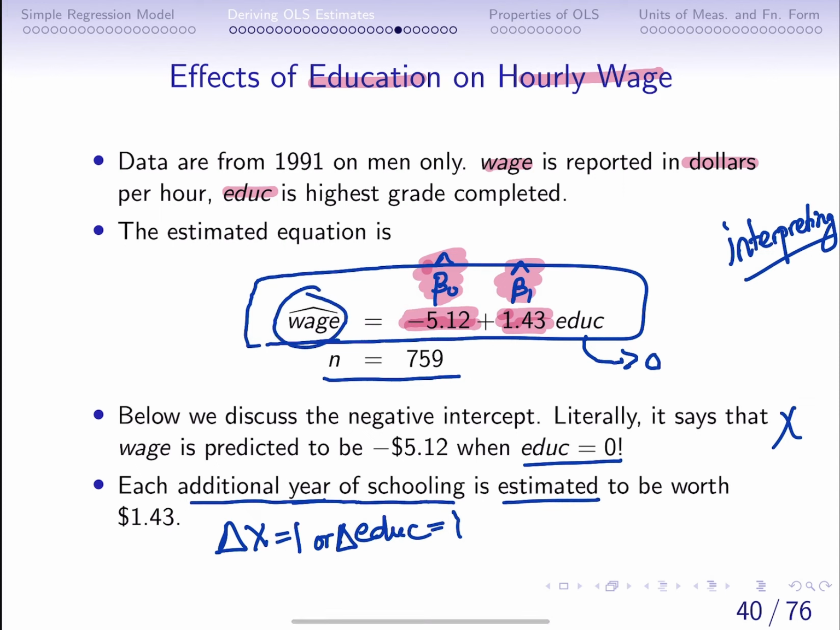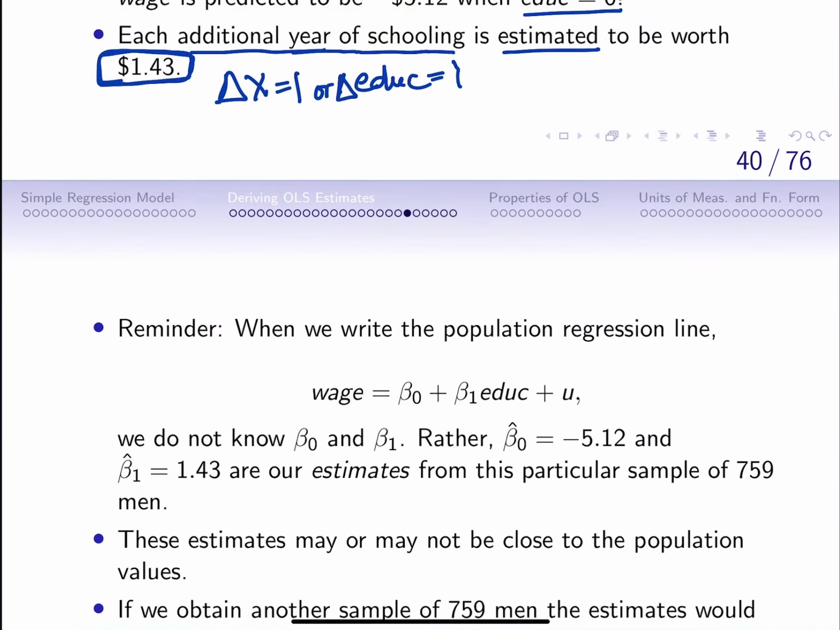And that estimate is equal to $1.43. Okay, so as people get more educated, as they obtain one more year of education, their wages are predicted to change by $1.43. This is obviously a very old sample of data from 1991. So that's the interpretation here, because we were measuring wages in dollars per hour, and education was the highest degree completed.